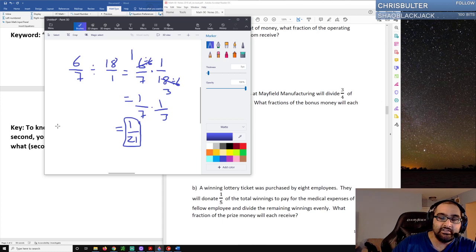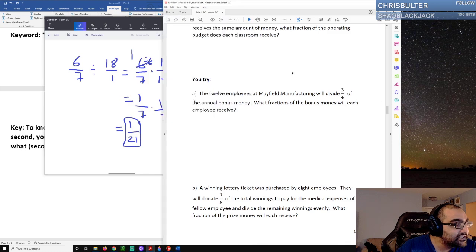In this case, the full amount of money I need to split between the classrooms 18 ways is 6/7 of the budget. So that's why it's 6/7 divided by 18, because we're dividing it 18 even ways. We're cutting it apart 18 even ways. That's why the numbers here are switched. So another way to look at this is to take a look at the next one here.